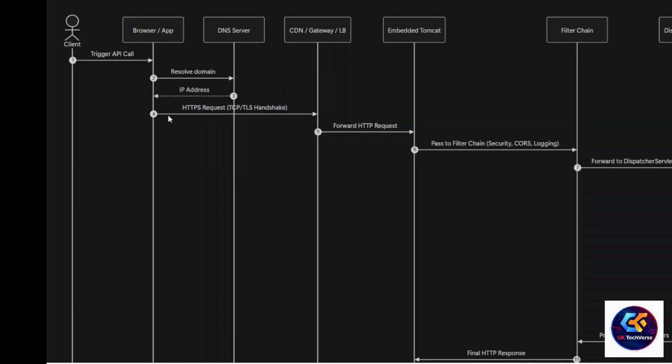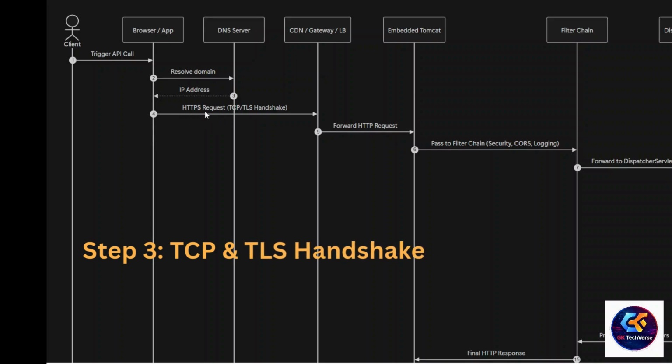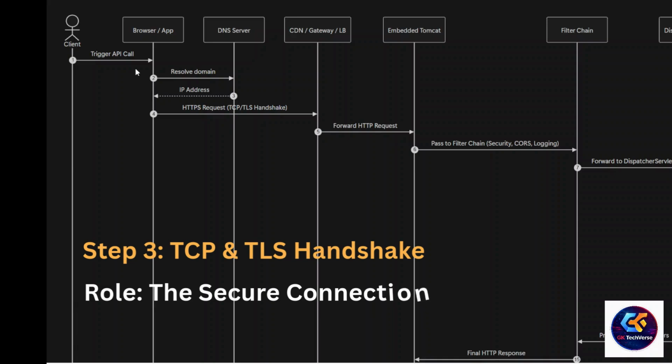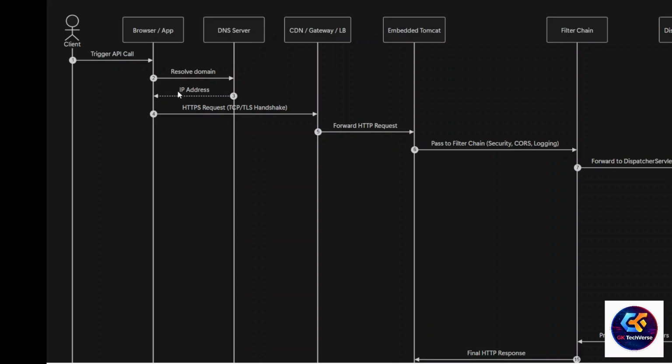Step 3 is the TCP and TLS handshake. This is the secure connection. Your client will trust you when you provide a secure connection. Once the DNS returns the specific IP address, then this will establish a stable encrypted pipe for the data to flow through.